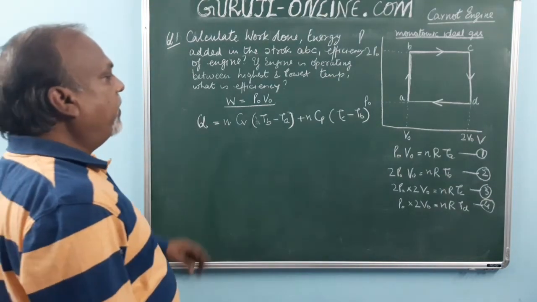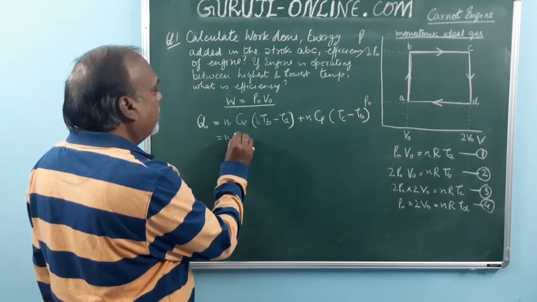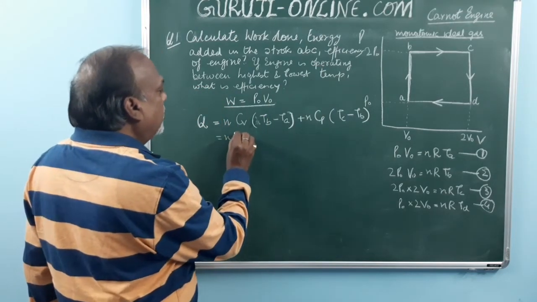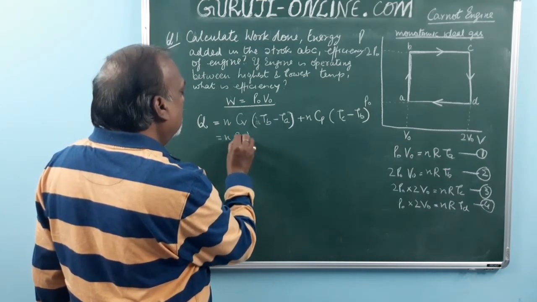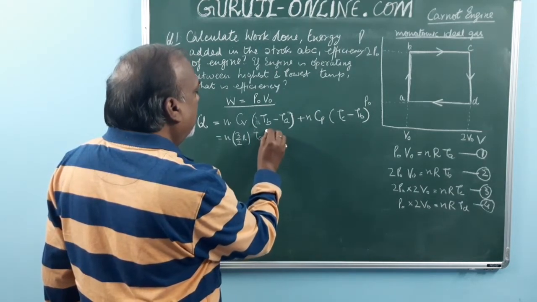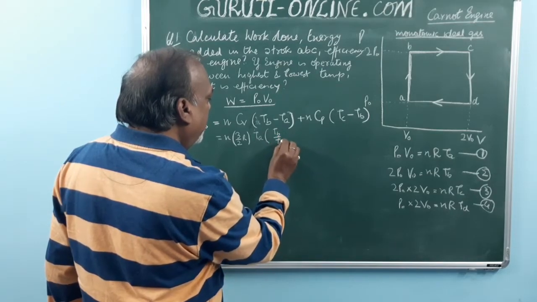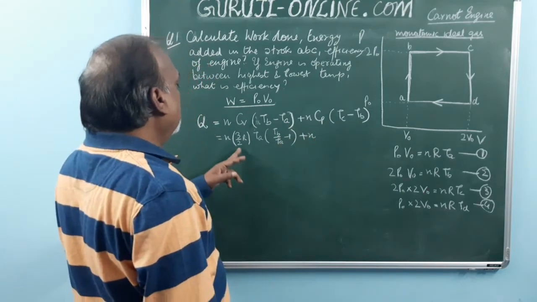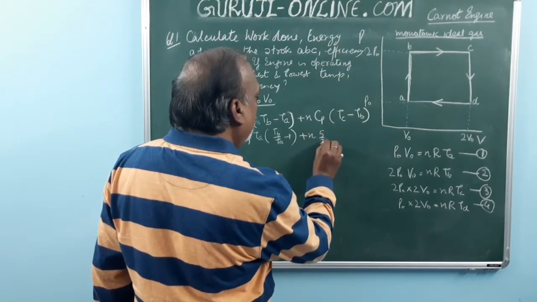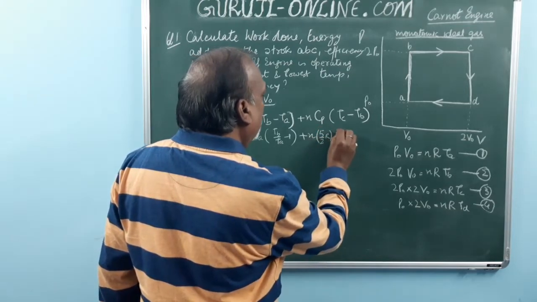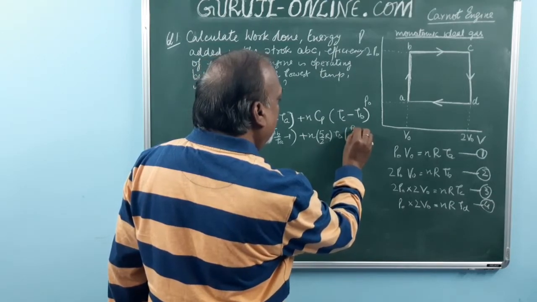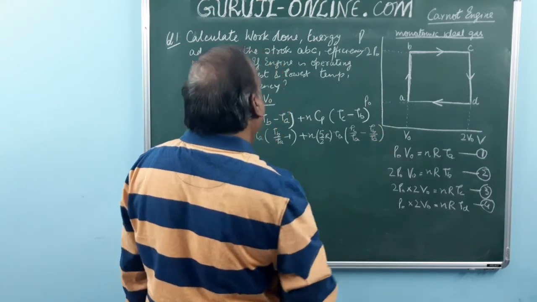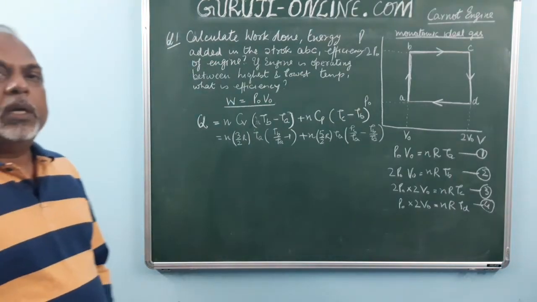Correct? Now let us simplify this. CV for a monatomic ideal gas is nothing but 3 by 2 R. Suppose we take TA as common, then it will be TB divided by TA minus 1, plus N, for monatomic gas Cp will be 5 by 2 R into TA, and it will be nothing but TC upon TA minus TB upon TA. This I have done for the simplification.